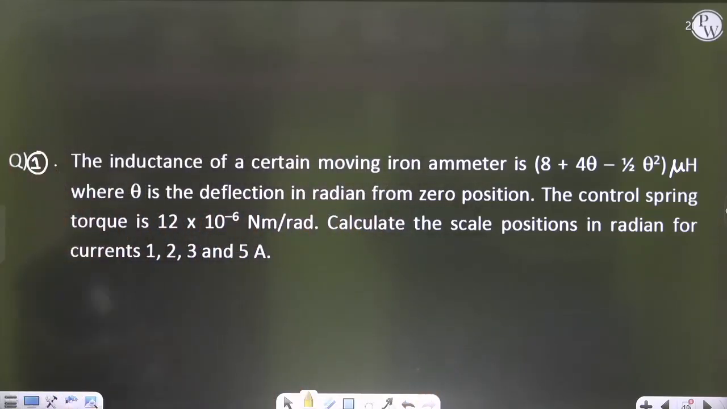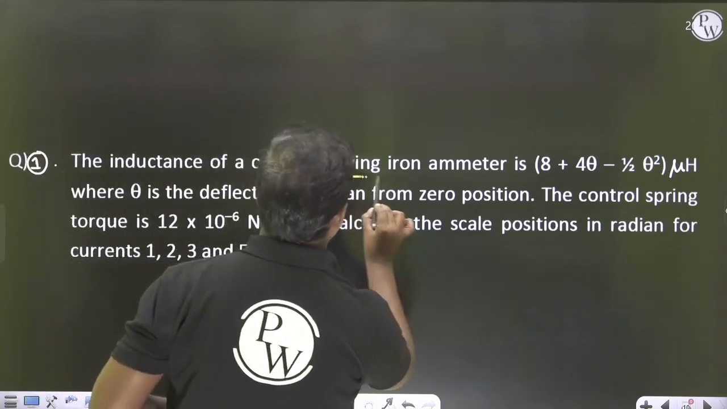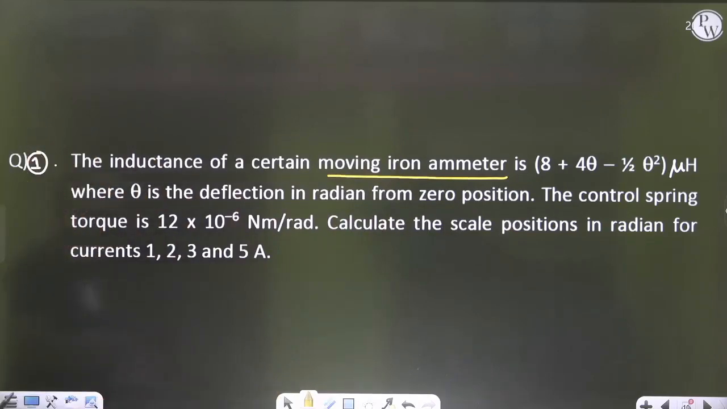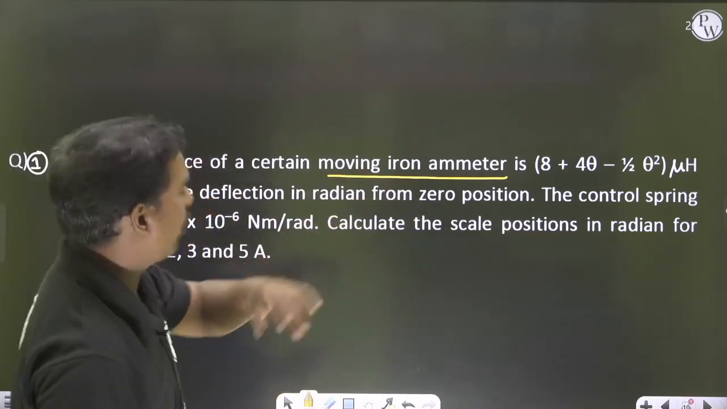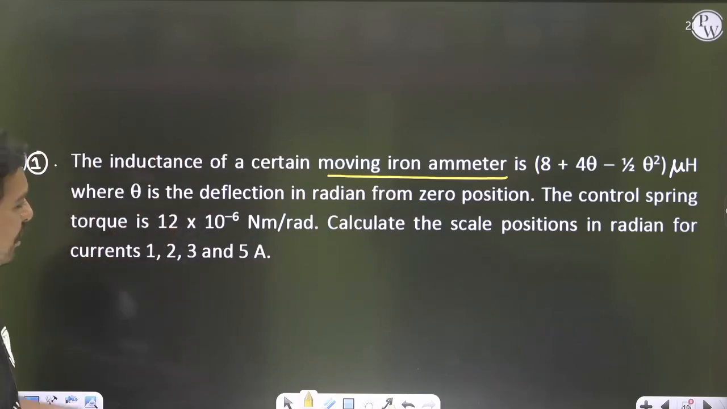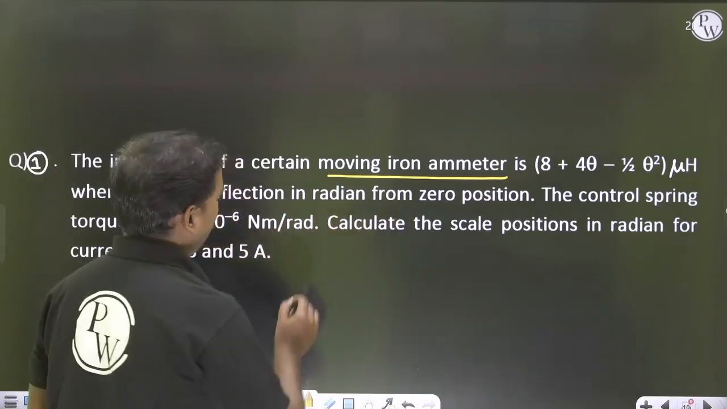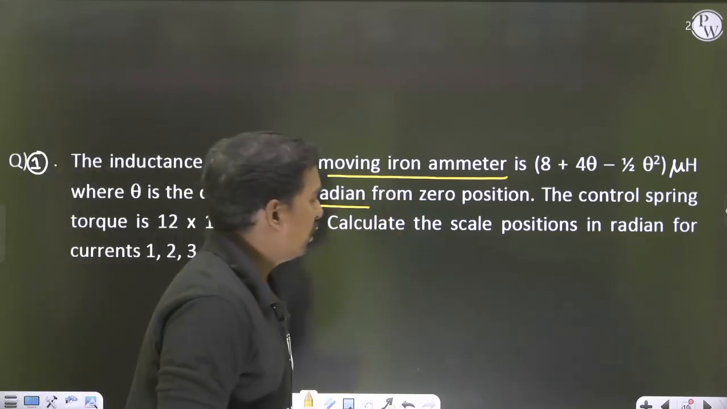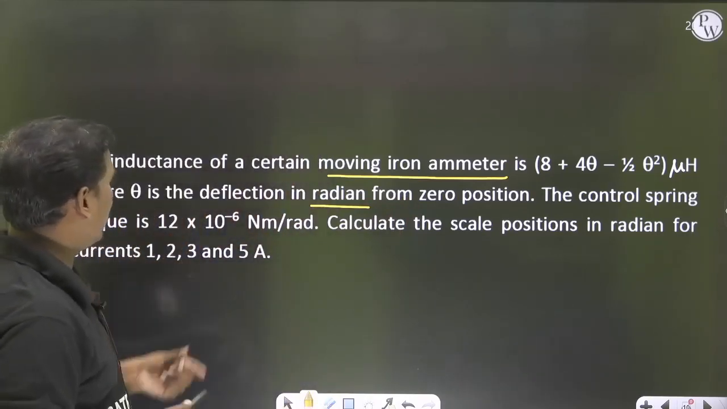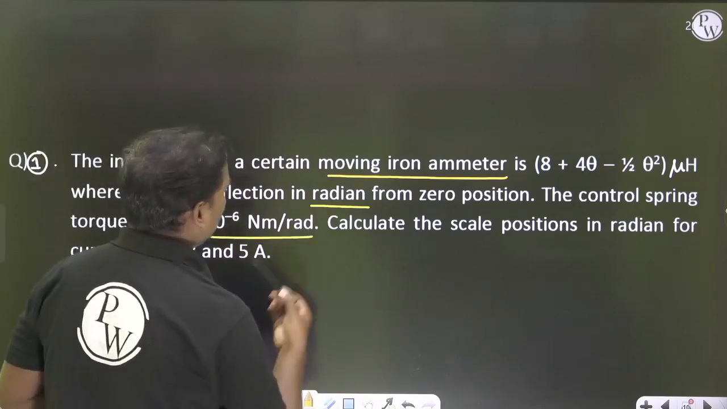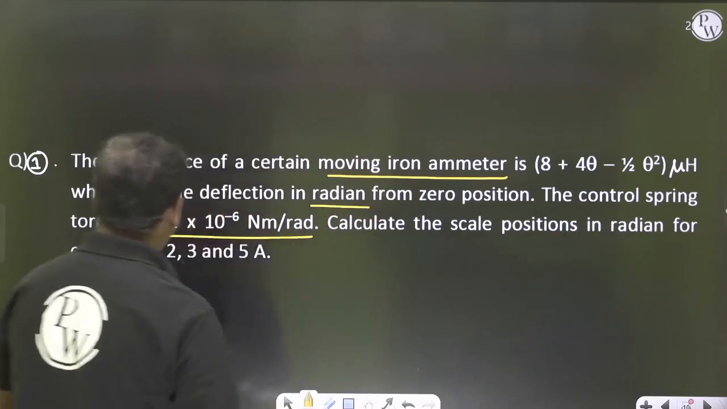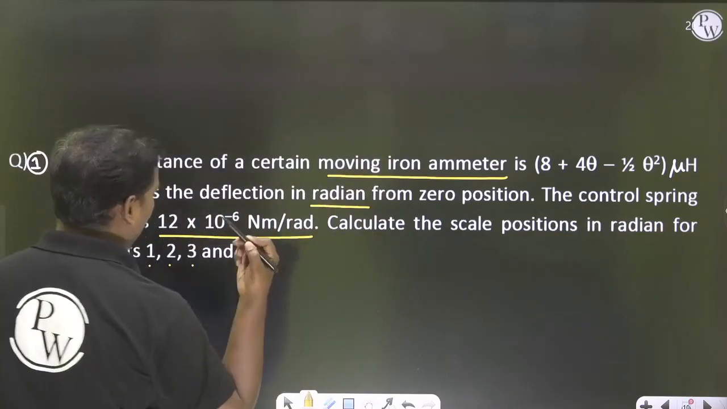The inductance of a certain moving iron ammeter is 8 plus 4 theta minus half theta square microhenry, where theta is the deflection in radian from zero position. This is most important: theta must be in radians. The control spring torque is 12 into 10 power minus 6 Newton meter per radian. Calculate the scale positions in radians for 1 ampere, 2 ampere, 3 ampere and 5 amperes.